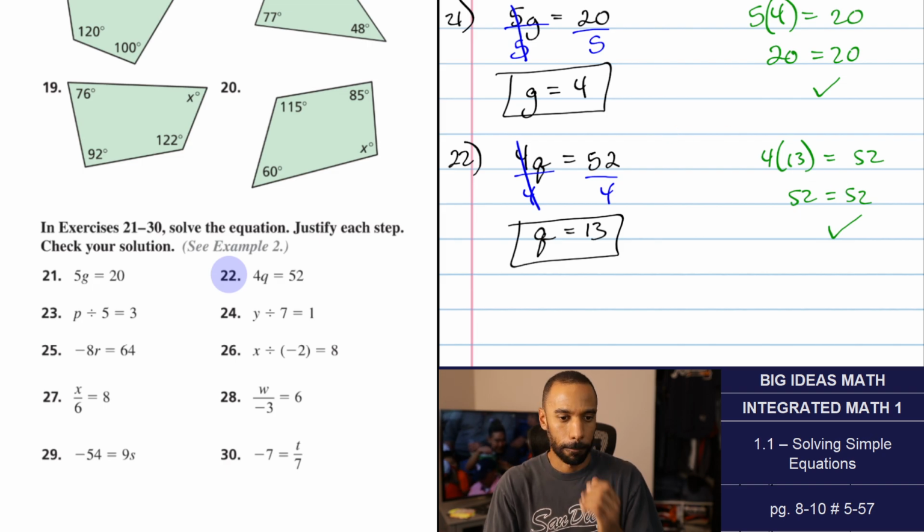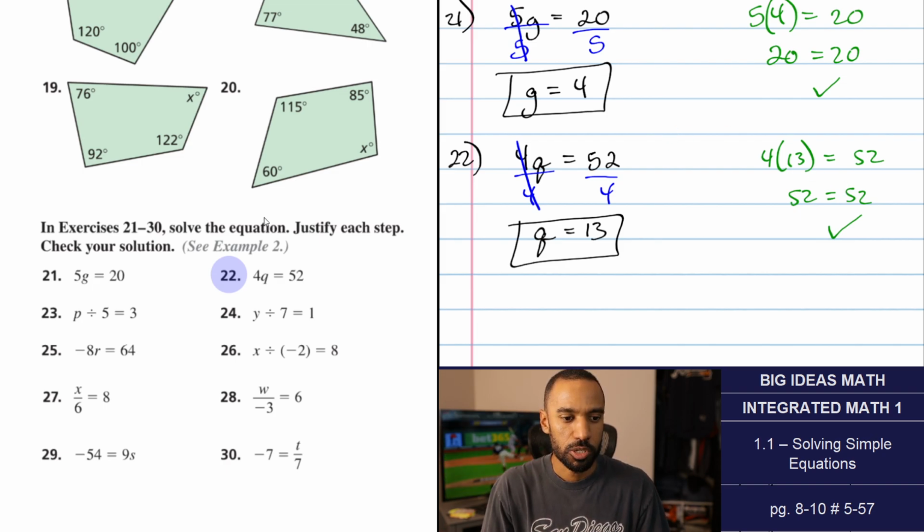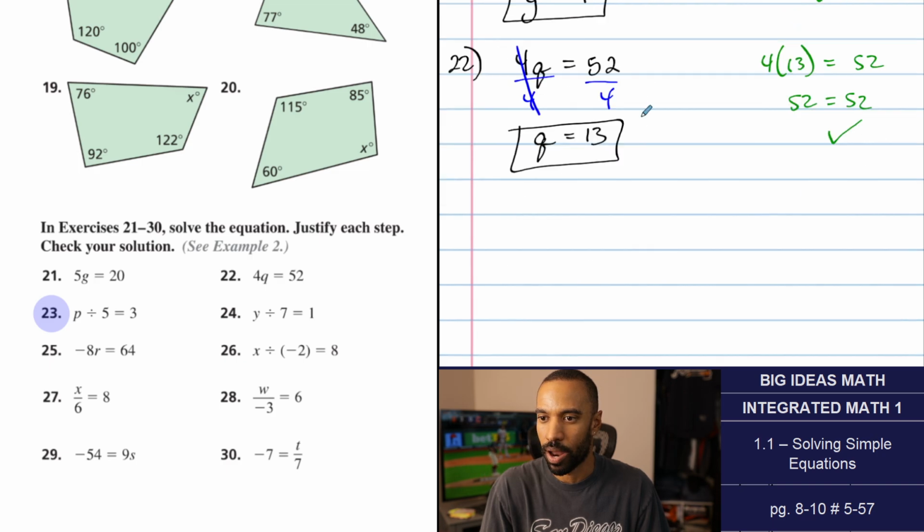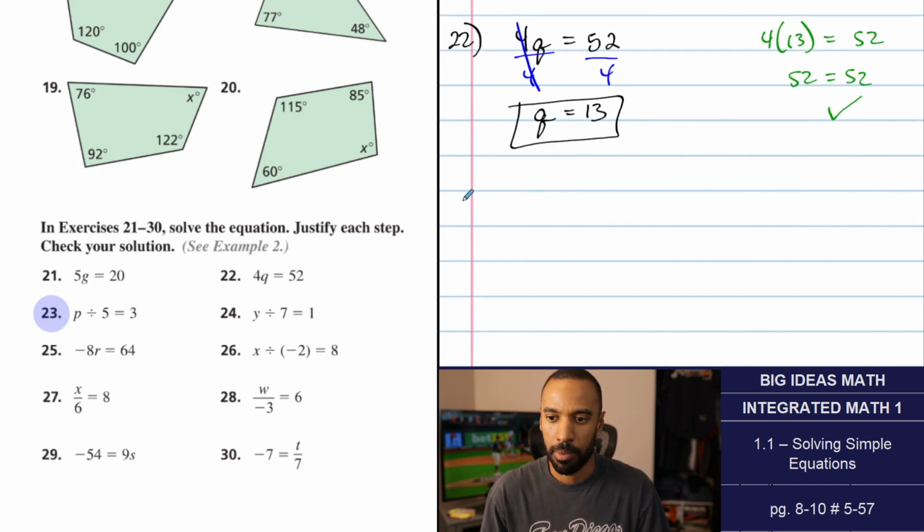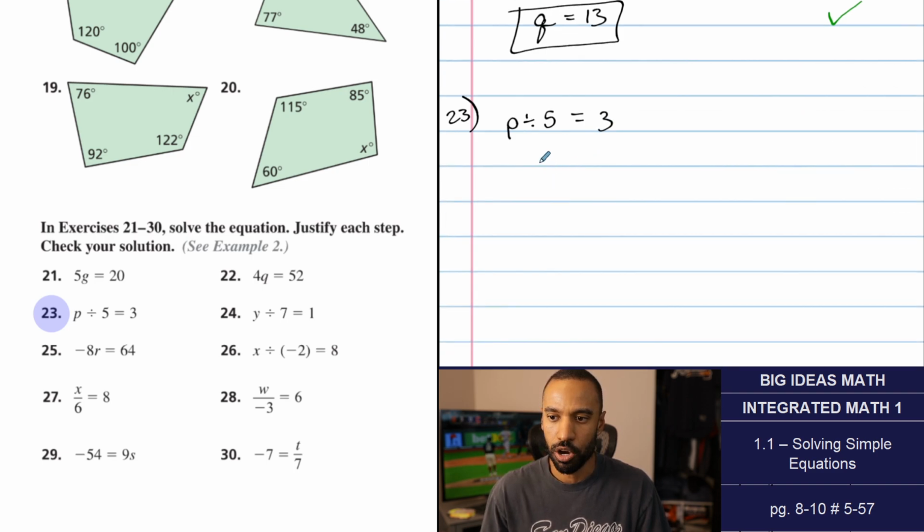We're all good. Number 23 says p divided by 5 equals 3. Not necessarily the way that we tend to write our p divided by 5. But we'll start it off that way. I am going to re-express this as a fraction. This is the same as p over 5.